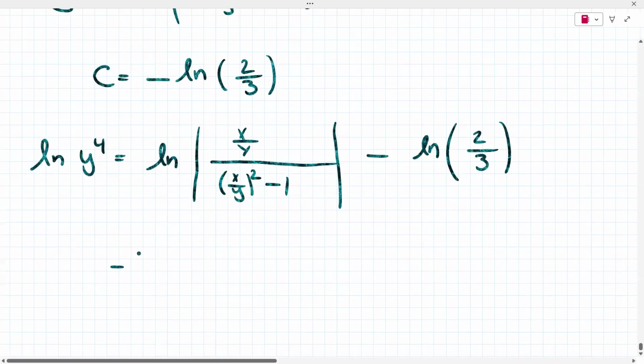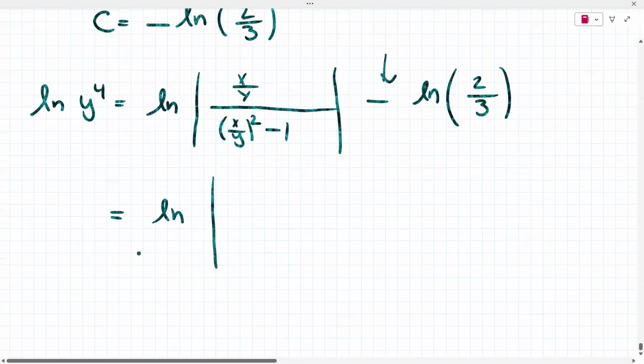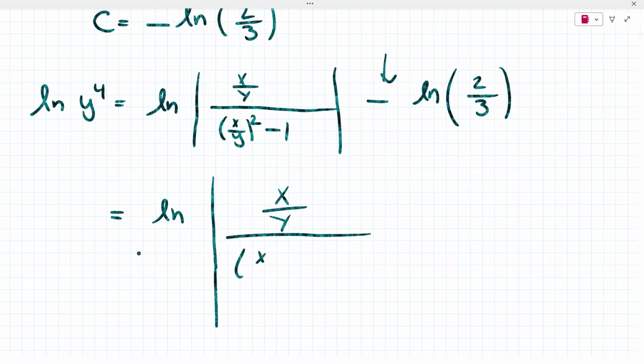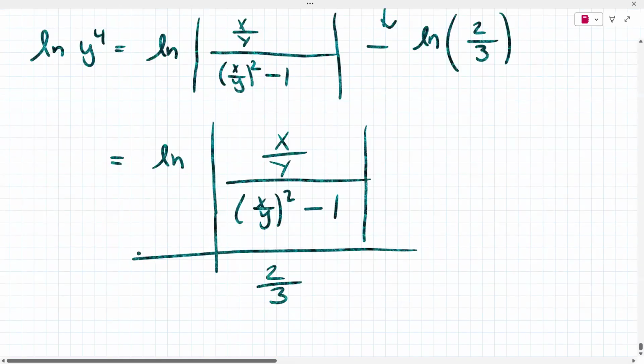Oh, so on the right side, you can simplify it even more. They're both ln's and you have a minus in the middle. So what happens is you can write it into one single natural log, because minusing really means dividing. So you can say absolute value of x over y over x over y squared minus 1, all over 2 over 3. And on the left, you have ln of y to the fourth.